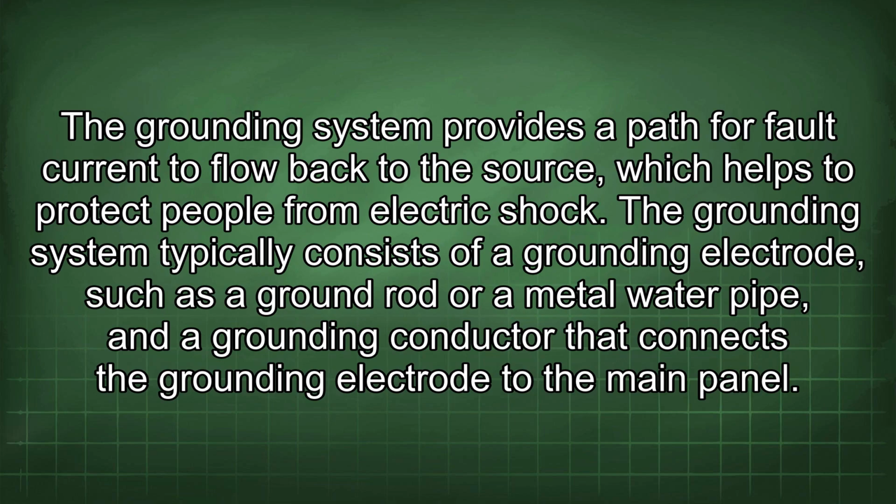The grounding system provides a path for fault current to flow back to the source, which helps to protect people from electric shock. The grounding system typically consists of a grounding electrode, such as a ground rod or a metal water pipe, and a grounding conductor that connects the grounding electrode to the main panel.